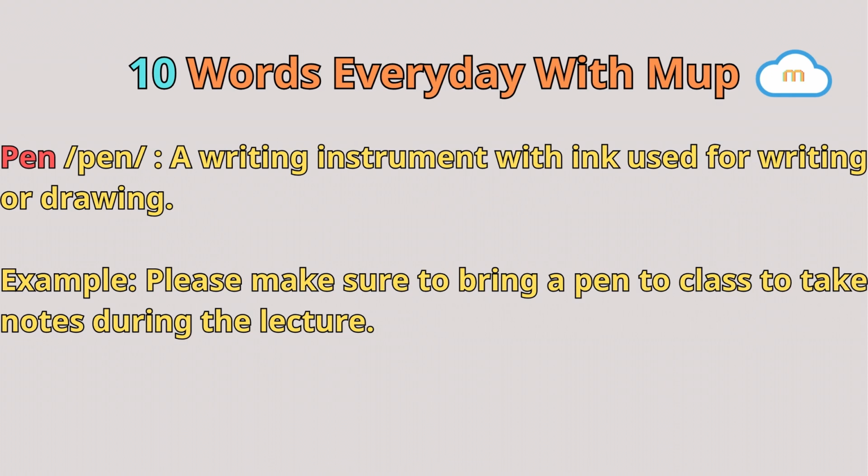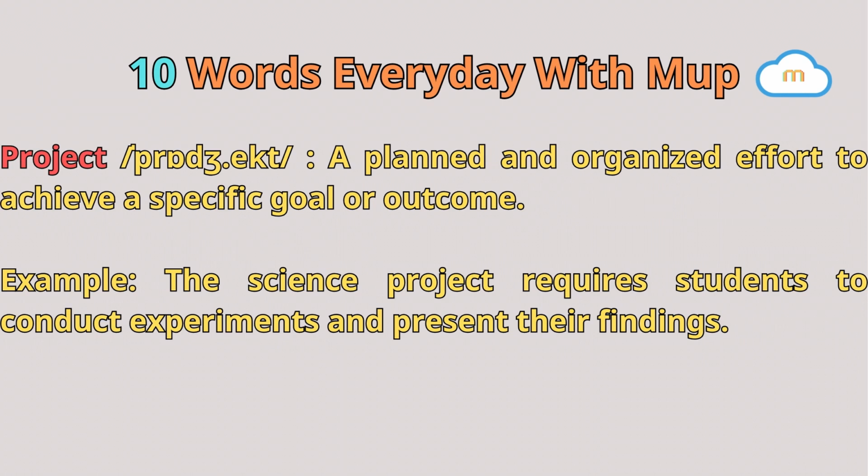Pen. Definition, a writing instrument with ink used for writing or drawing. Example, please make sure to bring a pen to class to take notes during the lecture. Project. Definition, a planned and organized effort to achieve a specific goal or outcome. Example, the science project requires students to conduct experiments and present their findings.